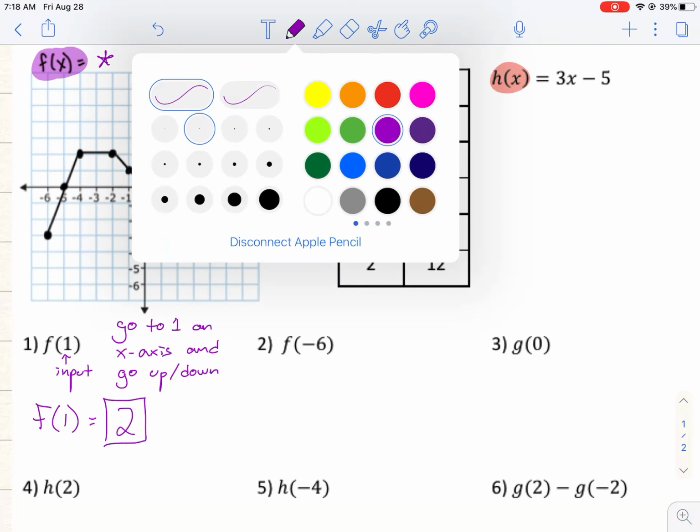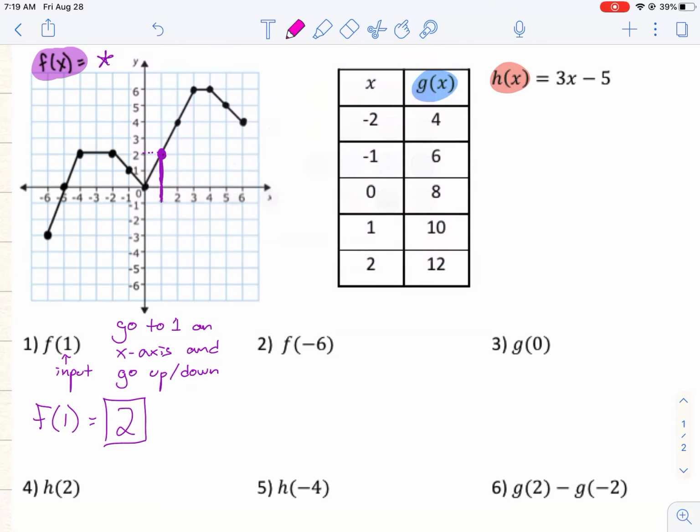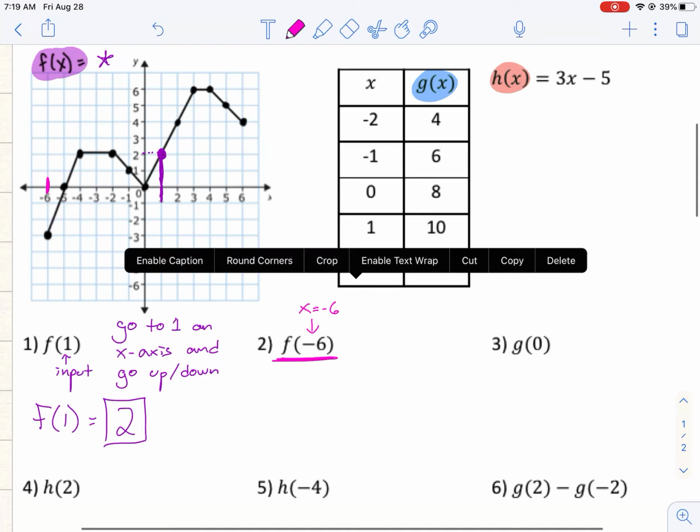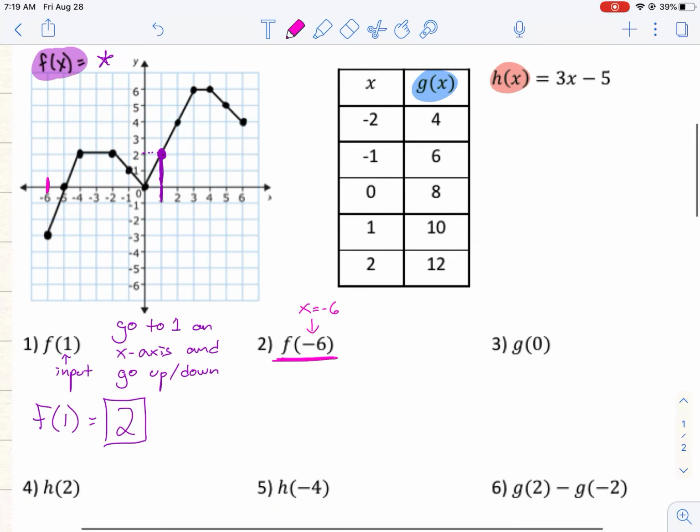Let me do that again with this point here. I'll use a different color. So f of -6, I go to where x equals -6. That's over here on the left. So I go down to my graph at this point, which is -3.